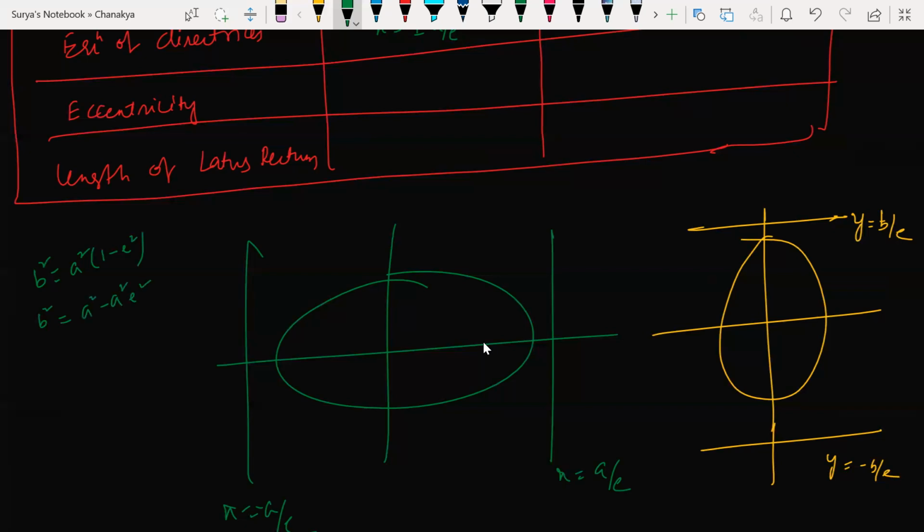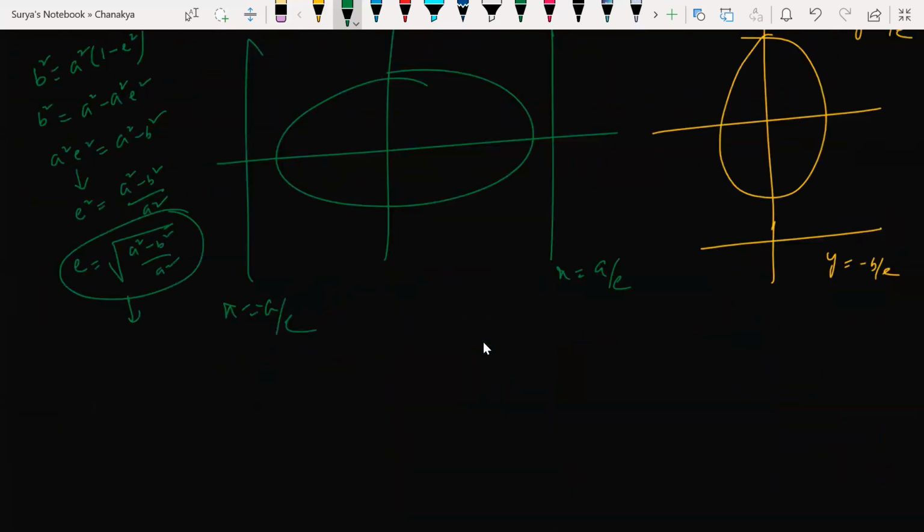देखो, b square is equal to a square minus a square e square, right? From this, how can I get my eccentricity? a square e square is equal to a square minus b square. I need the eccentricity value here. तो ए स्क्वायर माइनस बी स्क्वायर बाई ए स्क्वायर, e is equal to square root of a square minus b square by a square. You can say like this. This is also the eccentricity formula, or you can say 1 minus b square by a square. Can I say like that?